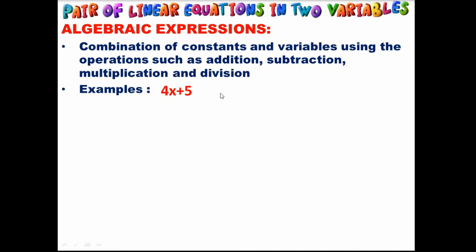See, in this 4x plus 5, I have two constants, namely 4 and 5, and also a variable, namely x. So what my definition says: combination of constants and variables using operations such as addition, subtraction, multiplication and division. You see that 4 and x are connected using multiplication and this 4x and 5 are connected using addition. So this is just a combination of variables and constants using multiplication and addition. Therefore, this is an algebraic expression.